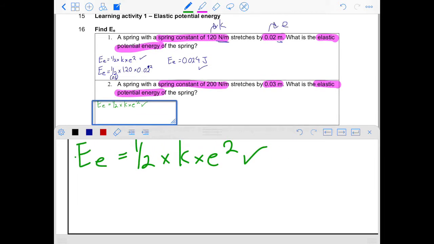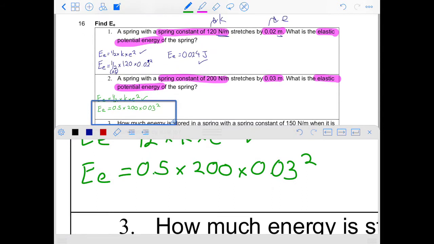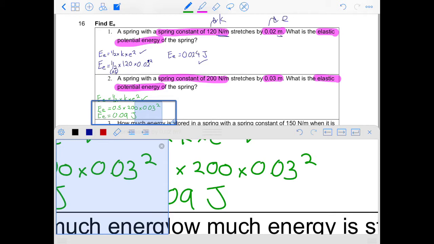Step 2, plug your numbers into the equation. So elastic potential energy, we're not given that. Elastic potential energy is equal to 0.5 or 1/2 times our spring constant, which is 200, times our 0.03 squared. So you plug all of those into your calculator and you should end up with a value of 0.09. Again, you need your unit of joules.